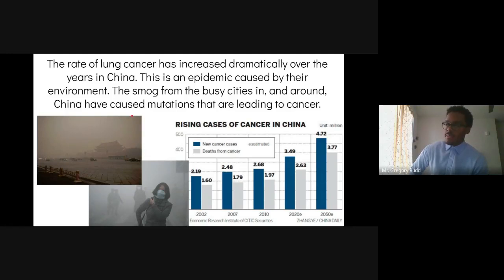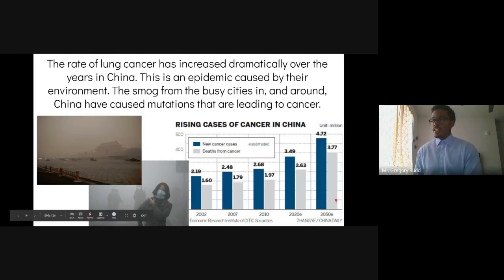That's what smog is. As a result, smog carries chemicals, and those chemicals are then breathed in by the people who live in China or who are visiting China. And so this is very damaging to their lungs. And we can see in this graph that the amount of cancer is increasing in China. It's increasing exponentially. So they're expecting that, even though this is just an estimate, in 2050, 3.77 million people will die from lung cancer specifically in China.